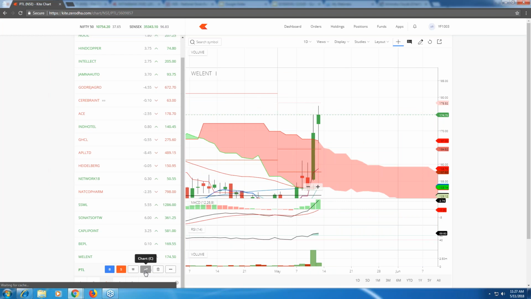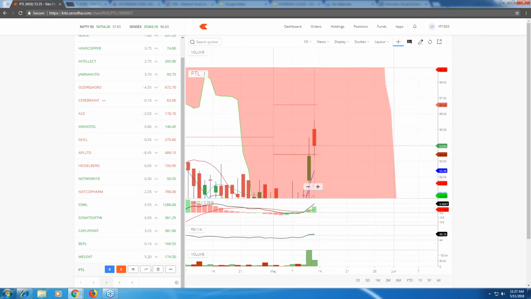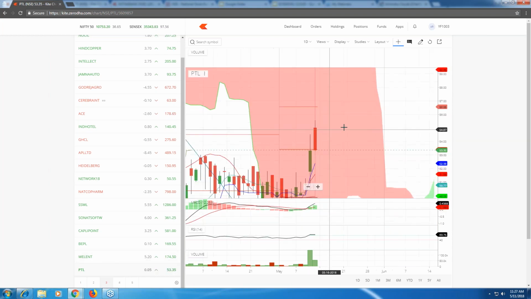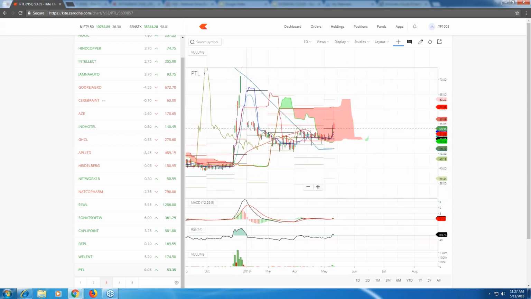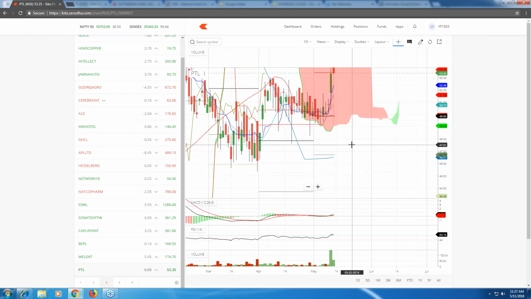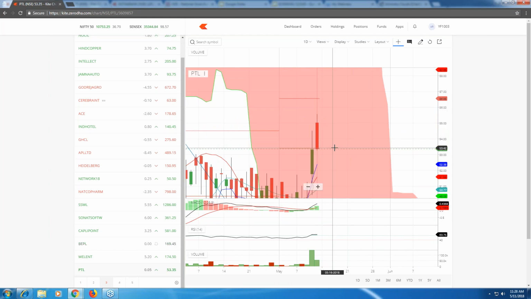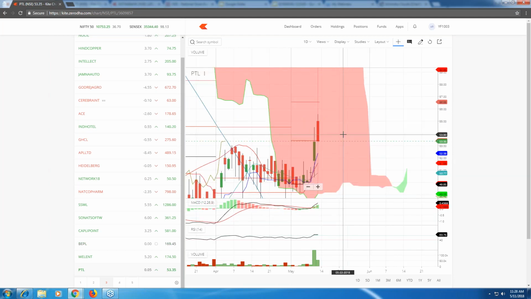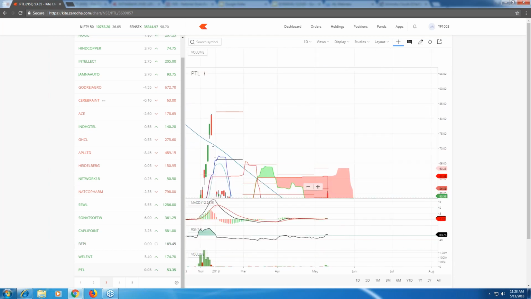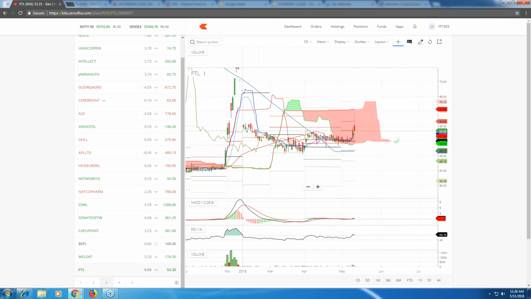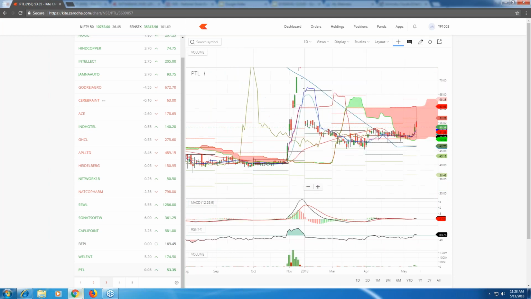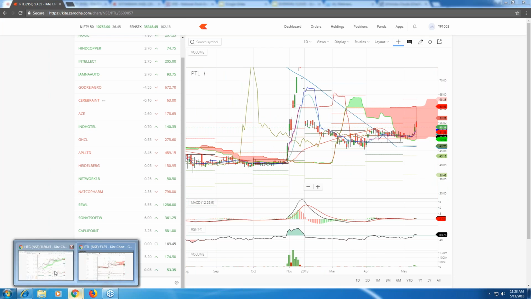Then I have PTL, right? It's within the cloud, so I'm not going to enter into this. Why? Because the cloud is very thick. It is inside the cloud. The trend is not very clear. The stock has to be either above the cloud or below the cloud, right? So my entry and my exit take place based on whether the stock is piercing the cloud or not.